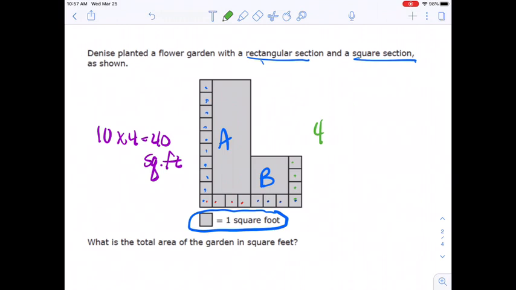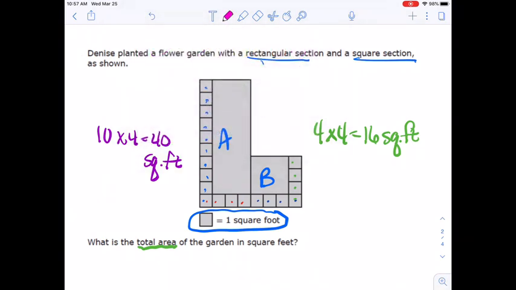We know that it has 4 rows and each one of those rows has 4 units in it. So 4 rows of 4 is 16 square feet. Now, how do we find the total area?